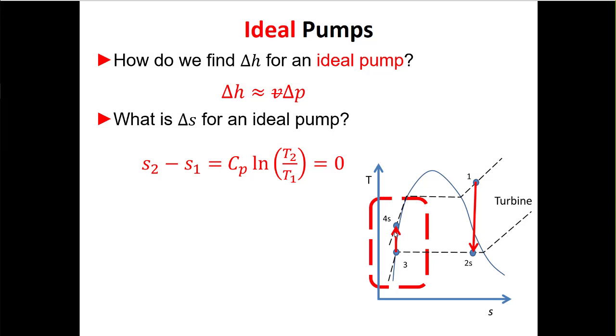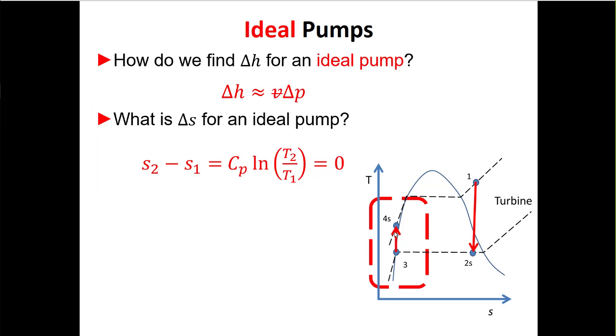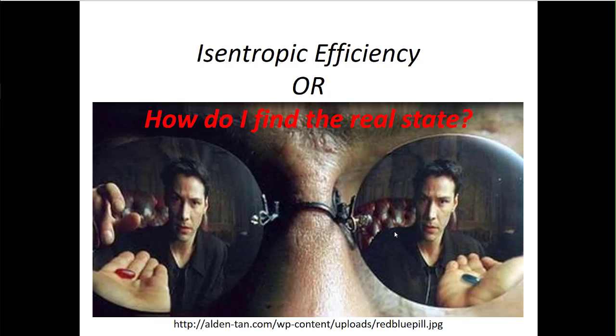So there is a very minimal temperature change across a pump. I don't know if you've ever run an aquarium, like a fish tank, but you have little pumps in there, and it's not like you're boiling the water as it goes. Or if it is, you've got something wrong with your pump. So the temperature here generally doesn't change, and if that's the case, then delta S is approximately 0. So that's how we do ideal pumps and ideal turbines. Now the question is going to be, how do we find the real state?